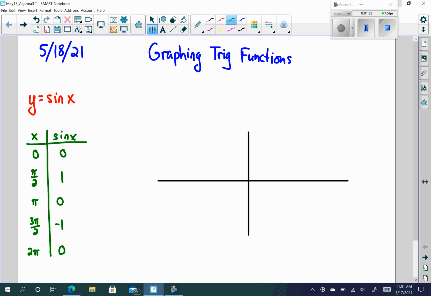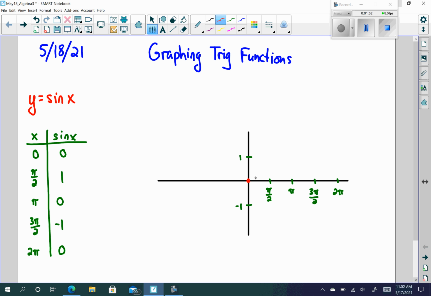So our x values, and try to space them as evenly as possible: we'll have pi over 2 first, with zero right here at the origin. Then we'll have pi. Then we'll have 3 pi over 2. Then we'll have 2 pi. Now the y-axis includes the values 0, 1, negative 1. So I'm going to go up here to 1, and then down here we'll say negative 1.